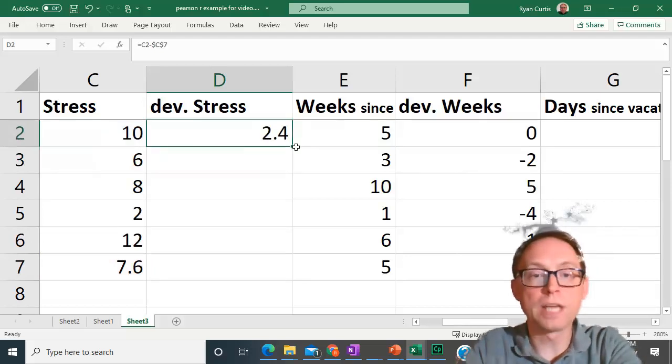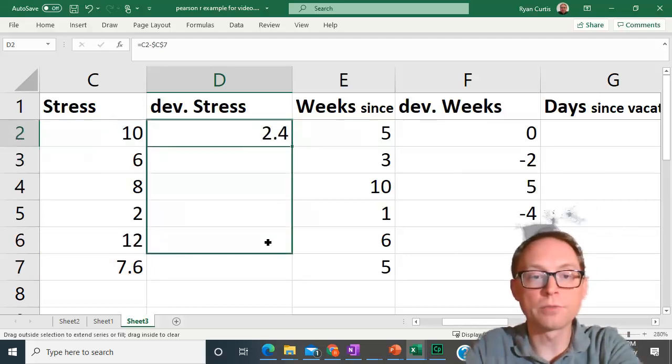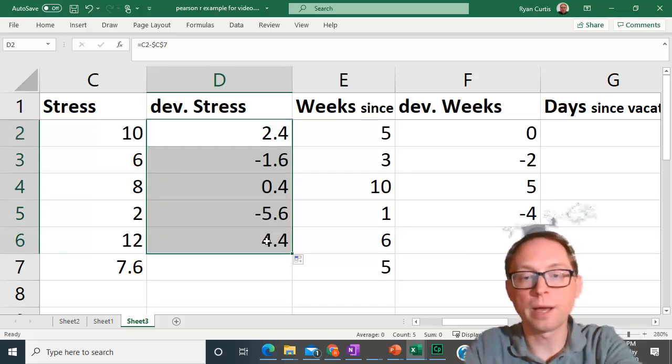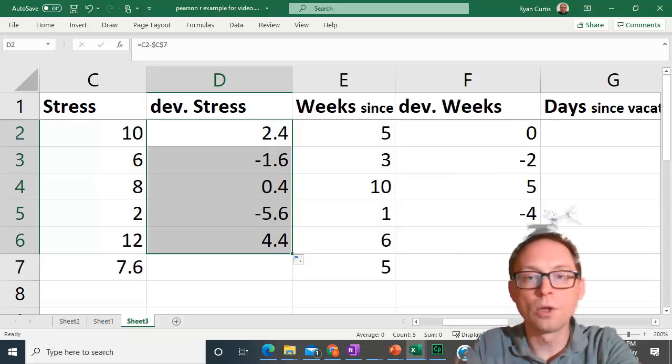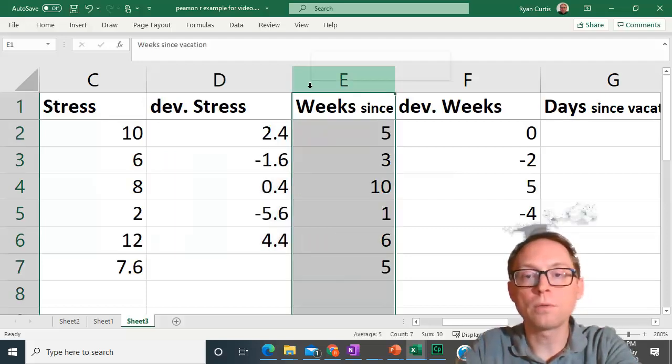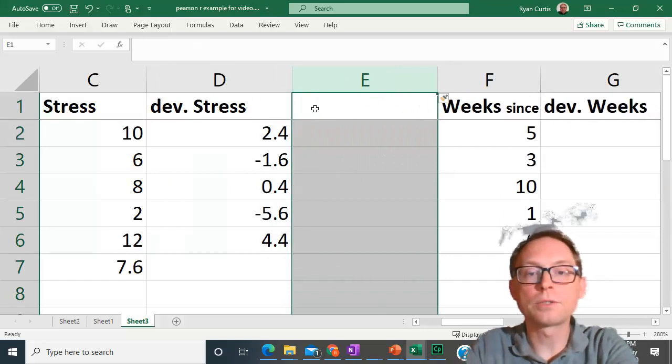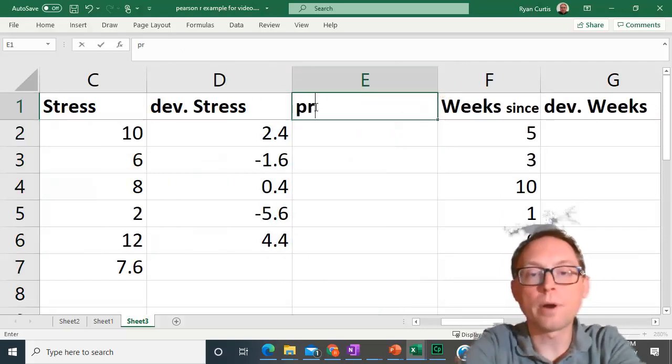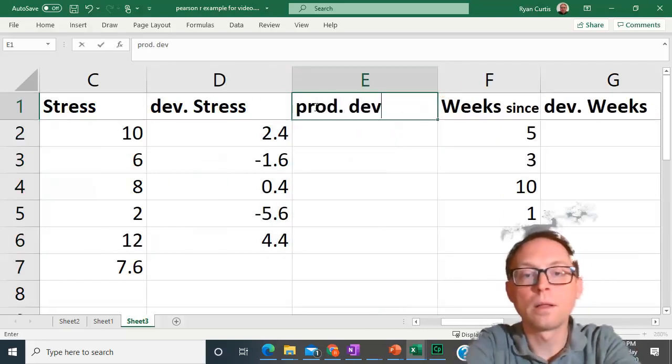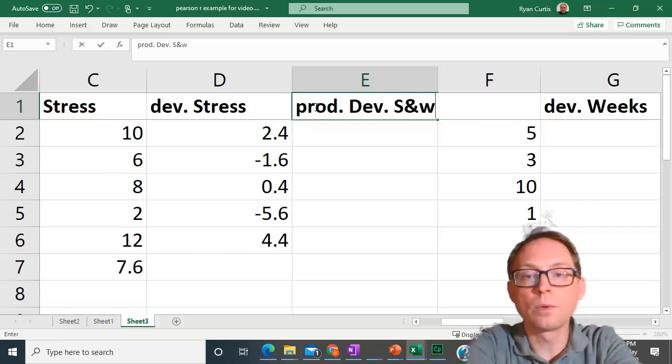This is the same stuff we did last chapter, right? This is very familiar to you. You've already done this in the past. All right, good. So these are the deviations of stress, the deviations of weeks. Now, if you remember, what we need to do is get the product of those. So what I'm going to do is I'll insert a new one. This is going to be the product of deviations, stress, and weeks.